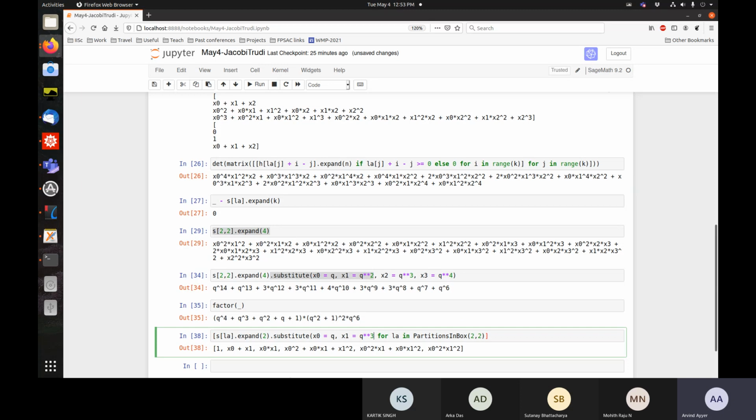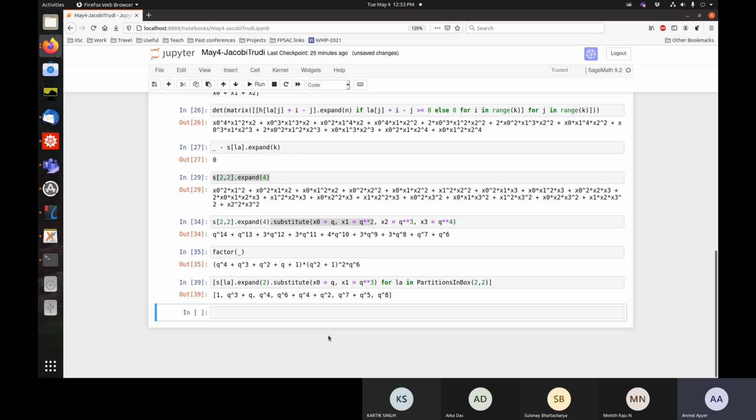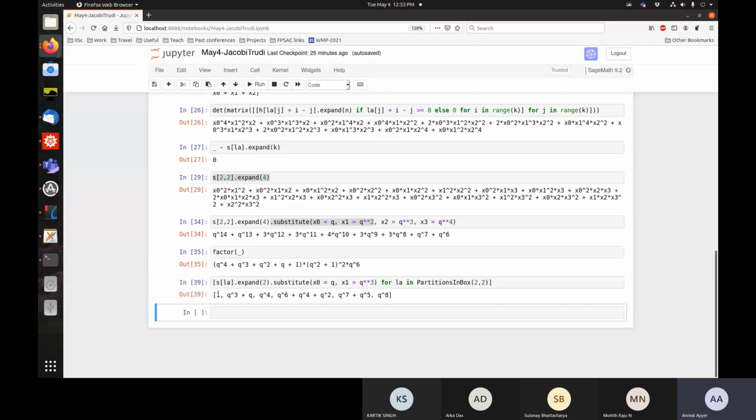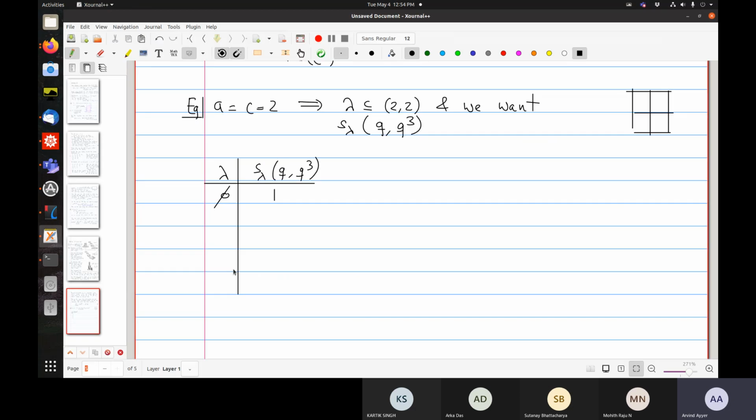And I want Q and Q cubed. Okay, so let me tabulate this. So let me make a table. So here is lambda, and here is S lambda at Q cubed. So the empty partition, it's 1. Maybe I will make a tuple just to help us. So the empty partition is 1.